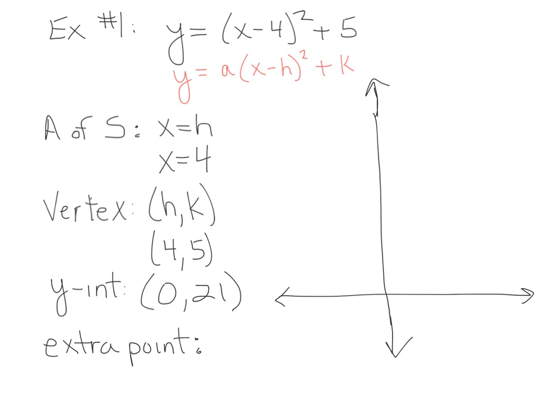All right. So the axis of symmetry is at 4. So here we go. Let's say 4 is about here. So let's say that's at 4. And your vertex is at 4, 5. So let's put your vertex at about here.